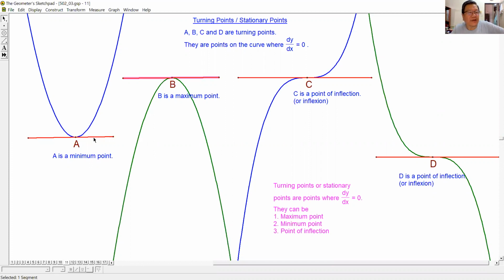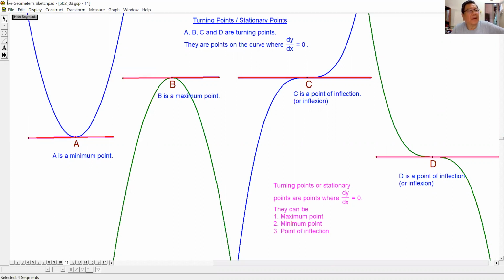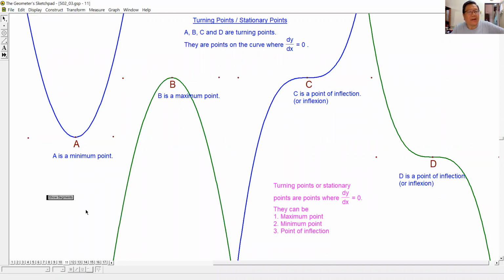I do some tricks first. Okay, right. So on each of these curves I've drawn one point: curve number 1 I draw point A, curve number 2 point B, and so on. Now these four points A, B, C, and D are turning points.